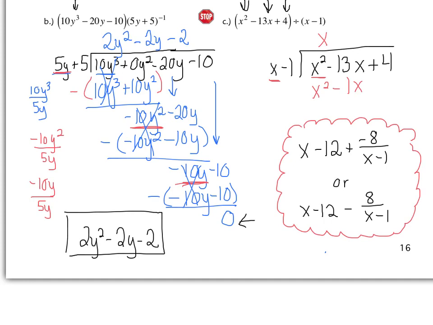Please don't write a double negative. Don't subtract a negative 8 over x minus 1, because then that would be a plus 8. And that was not our remainder. Our remainder was negative 8.